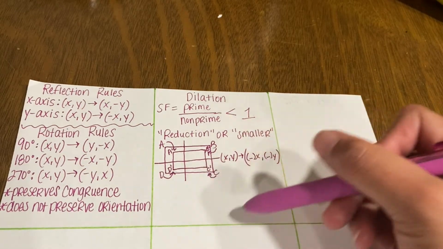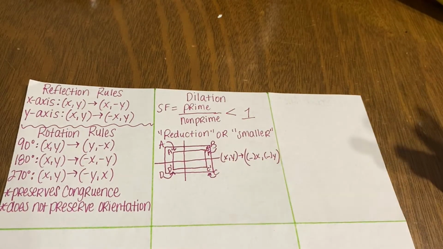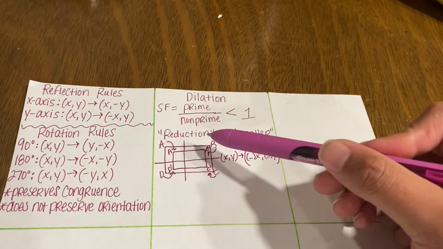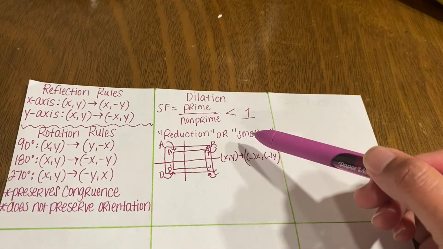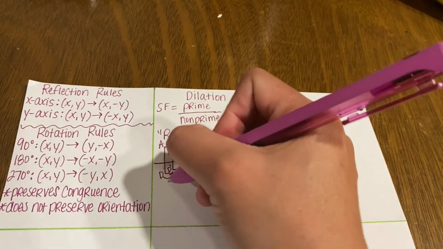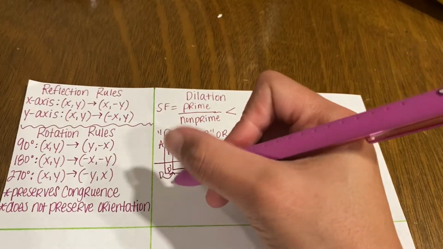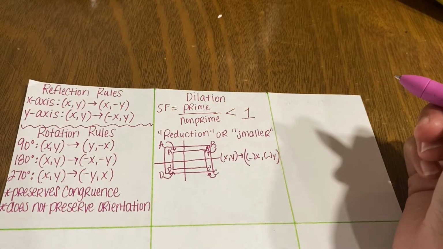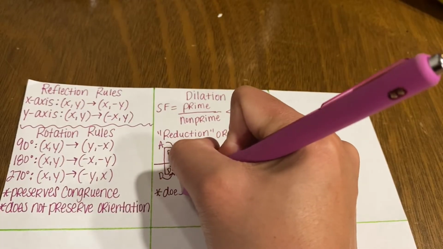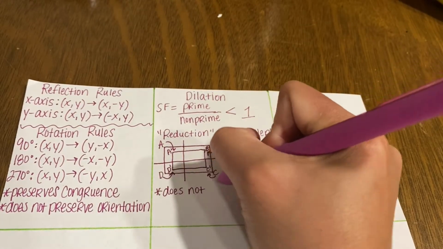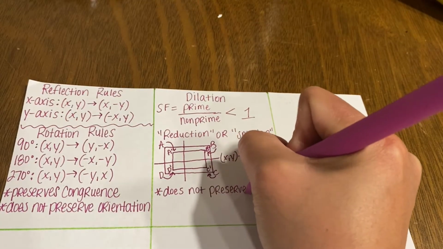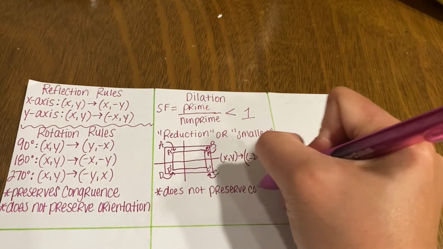Then down here in the remaining space of this box, I'm going to put notes about congruence and orientation. So if I apply a reduction, or I make a shape smaller, it does not stay the same size. It's getting smaller. The way we say this on STAAR is we say it does not preserve congruence. So right here underneath, does not preserve congruence.